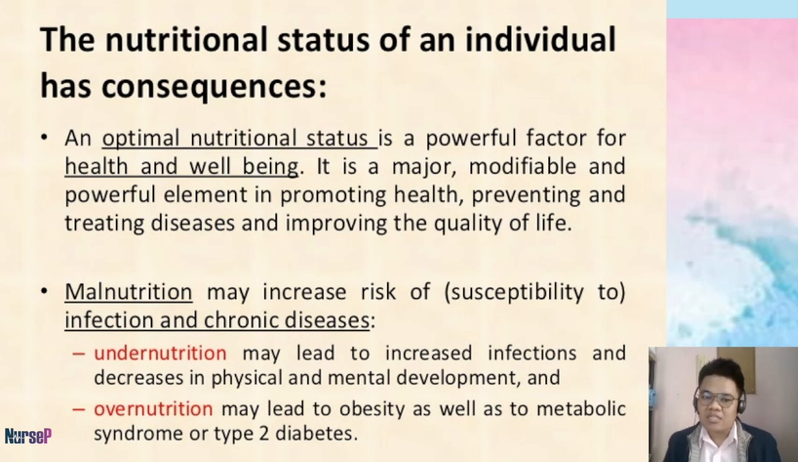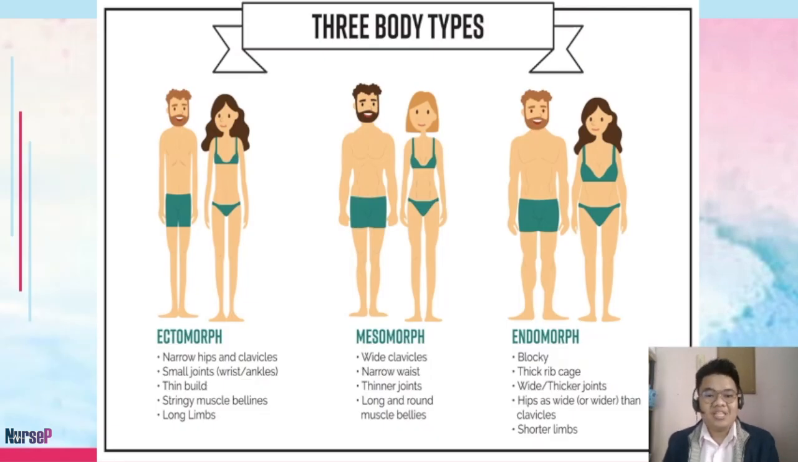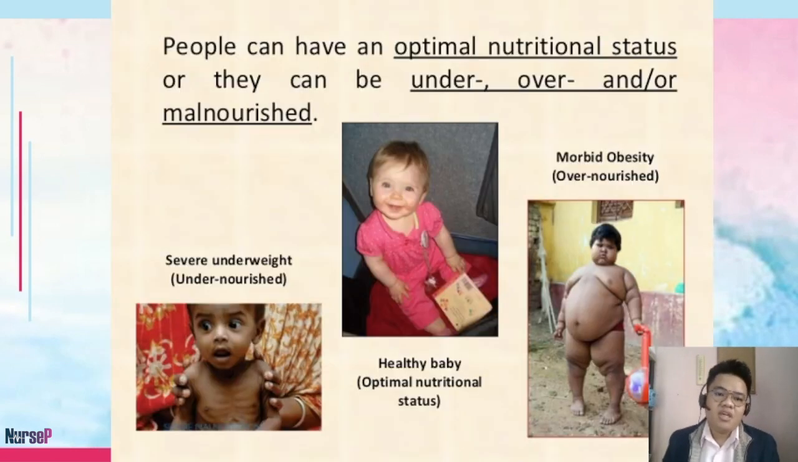Metabolic syndrome would entail an increase of your cholesterol, near normal or above normal blood sugar, and then your type 2 diabetes. Remember, type 2 diabetes is considered to be lifestyle related compared to type 1 diabetes, which has a high hereditary component. So these are the three body types that I've mentioned: your ectomorph, your mesomorph, and then your endomorph. People can have an optimal nutritional status, or they can be under, over, or malnourished. So take note, class, that morbid obesity is also considered to be a form of malnutrition. When I talk about malnutrition, it does not mean only underweight. It could also mean overweight for that matter.